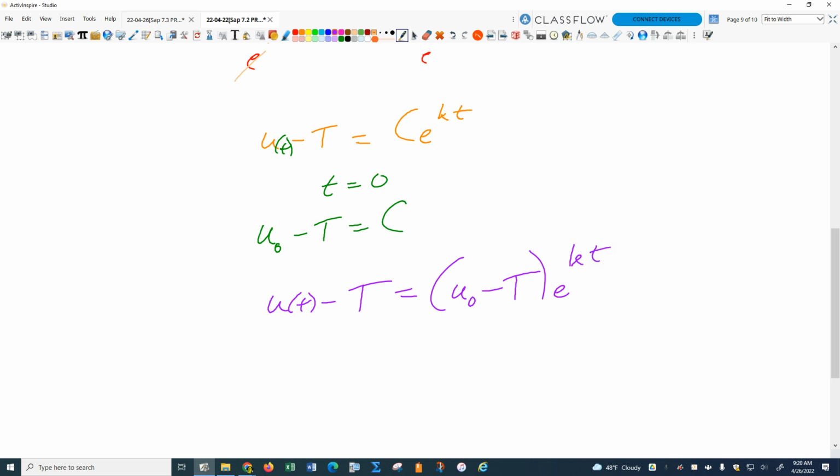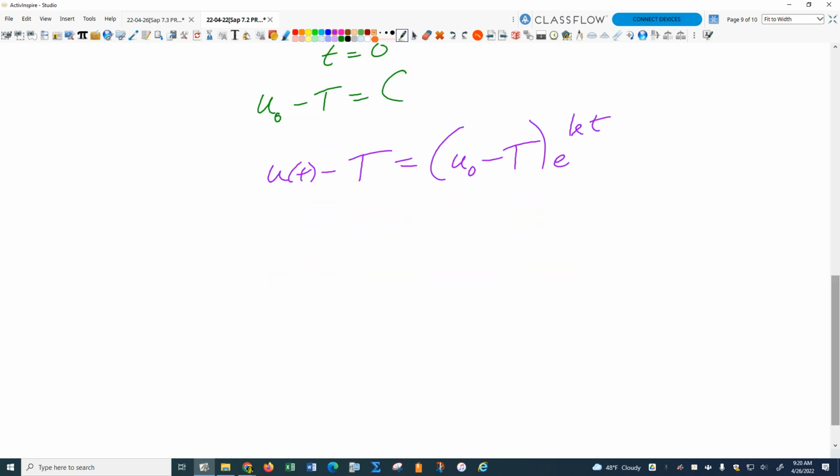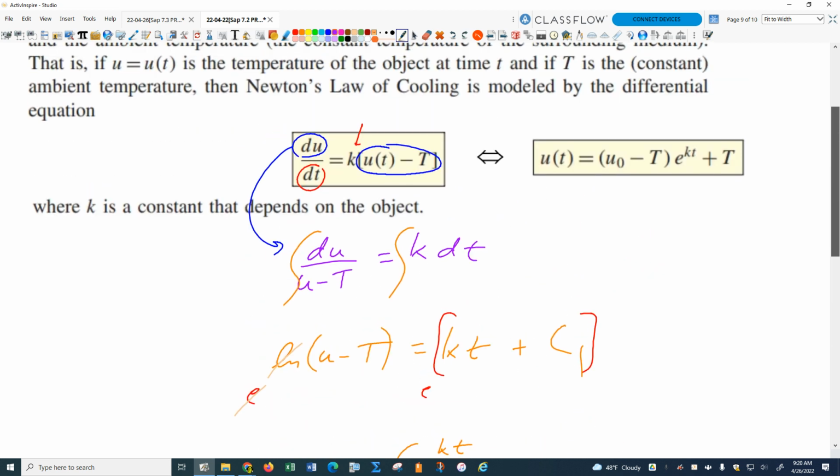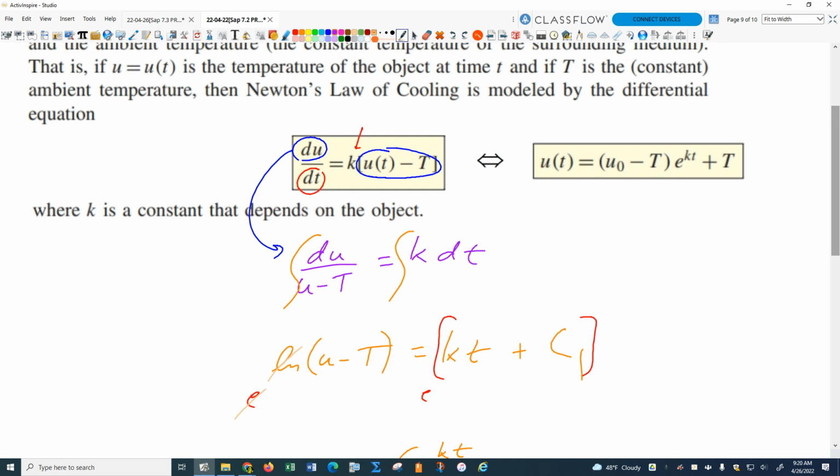If I solve for u, I just get t plus u naught minus t, times e to the kt. Or I could put the t at the end if I want to. I'm not sure how they did. I'll probably put it at the end. Yeah. Okay? Make sense? Okay?